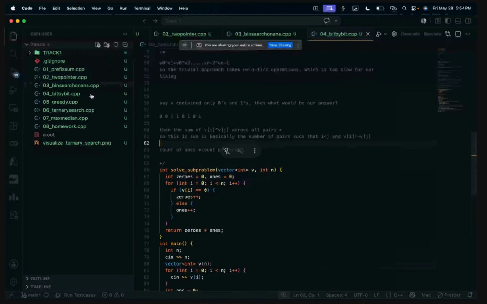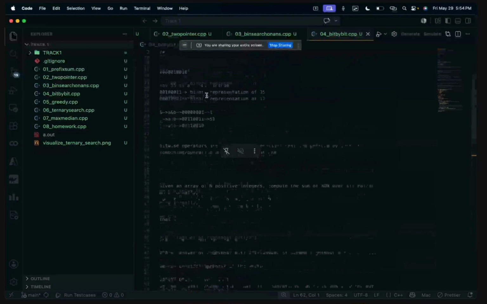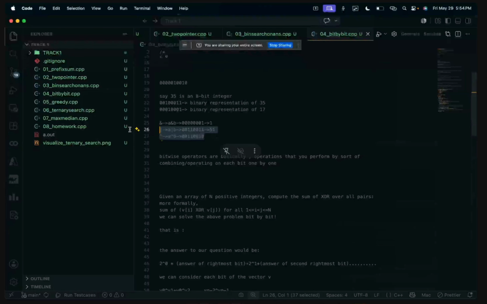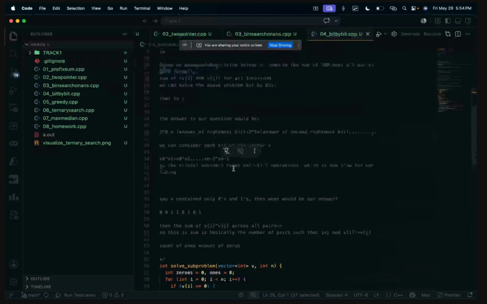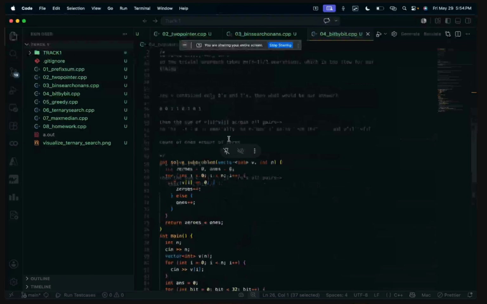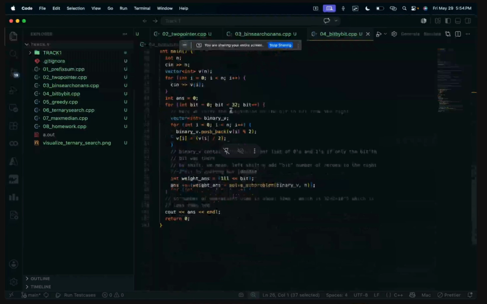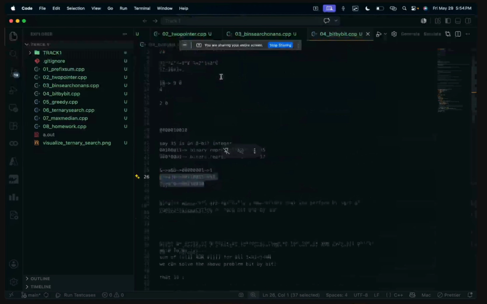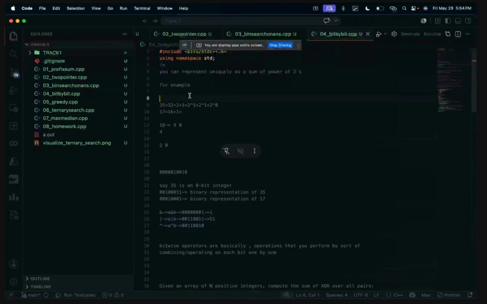And this was it for bitwise operators. I hope you have understood the bitwise AND, bitwise OR, bitwise XOR, and how we handled the question by analyzing the question bit by bit. So this bit by bit approach can be seen in a lot more trickier questions too, and it is a very important method to keep in mind while solving questions involving binary representations.